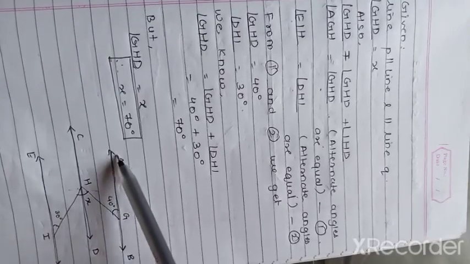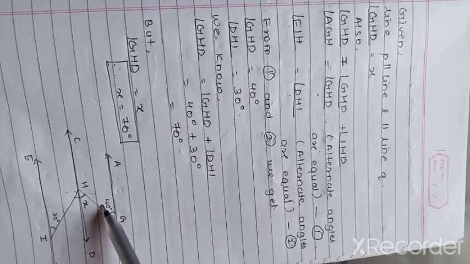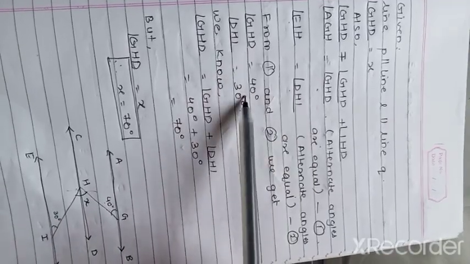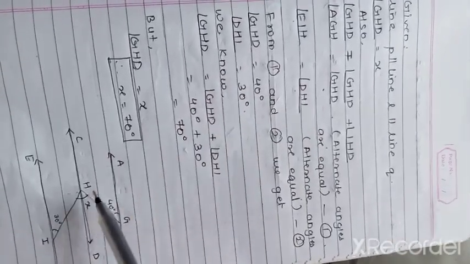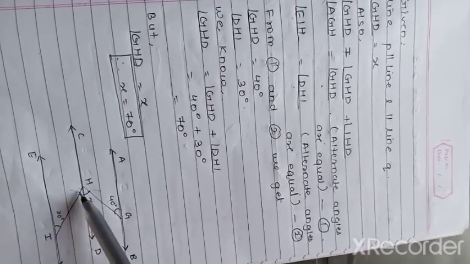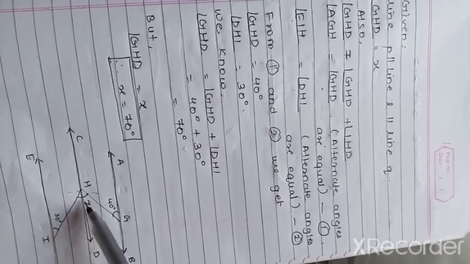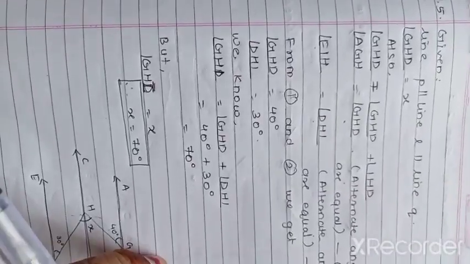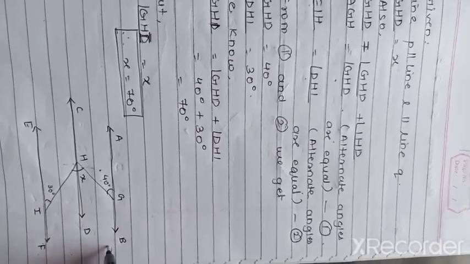EIH is 30, AGH is 40. So similarly we found out that GHD is 40 and DHI is 30. GHD plus IHD is nothing but this whole angle GHI. GHI is equal to GHD plus DHI.